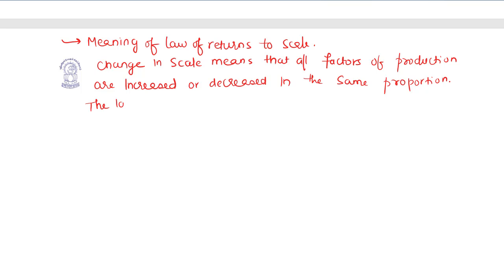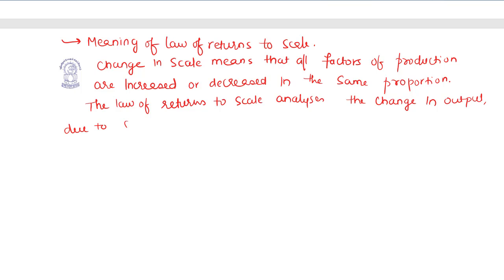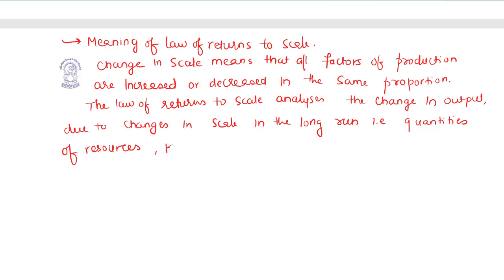The law of returns to scale analyzes the change in output due to changes in scale in the long run, that is, quantities of resources, keeping proportion constant.